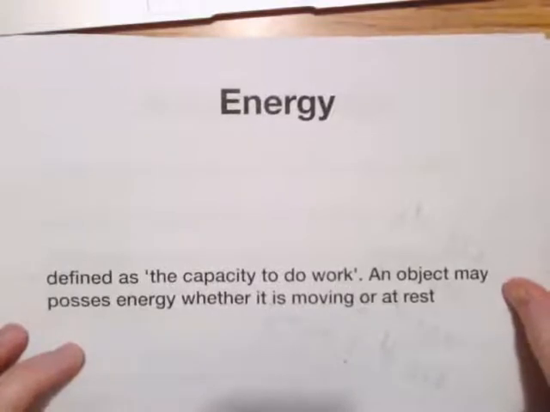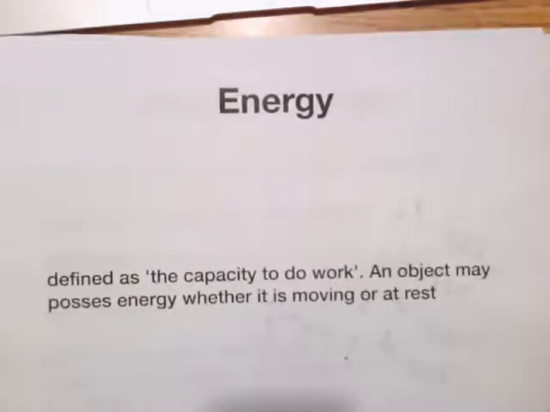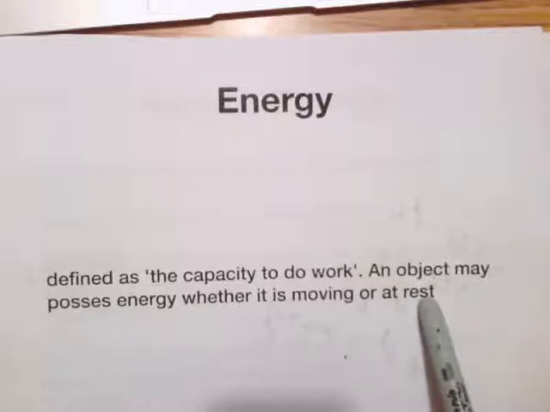Energy. Is that clear? That's pretty clear, right? Take those notes down. A lot of notes on this page. Energy is defined as the capacity to do work. An object may possess energy whether it is moving or at rest. If it's moving, it's kinetic energy. It's energy in motion. If it's at rest, it's potential energy.